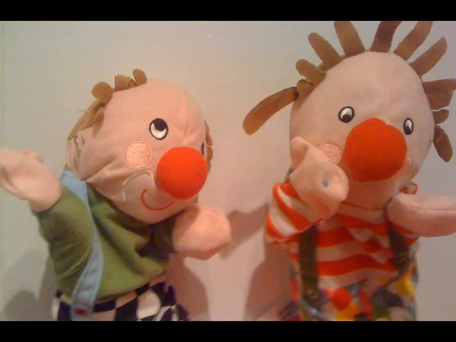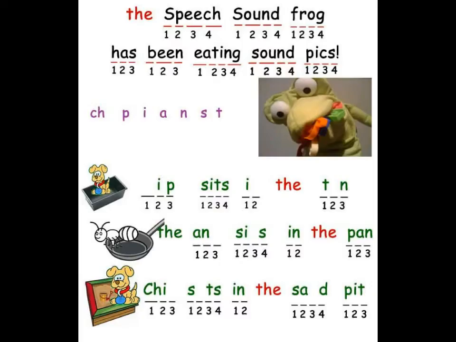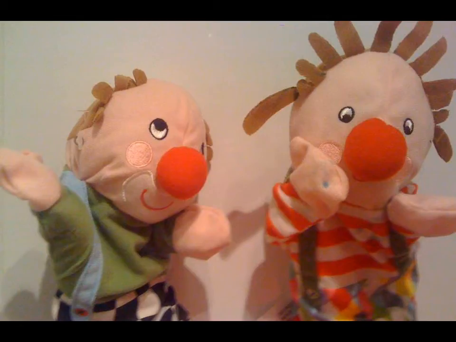Here are the speech sound clowns, and we use a lot of puppets, especially the puppets where you can actually manipulate their mouths, because that can really help with the visual, for children to actually see, for example, the speech sound frog's mouth moving with f, r, o, g, frog, etc.